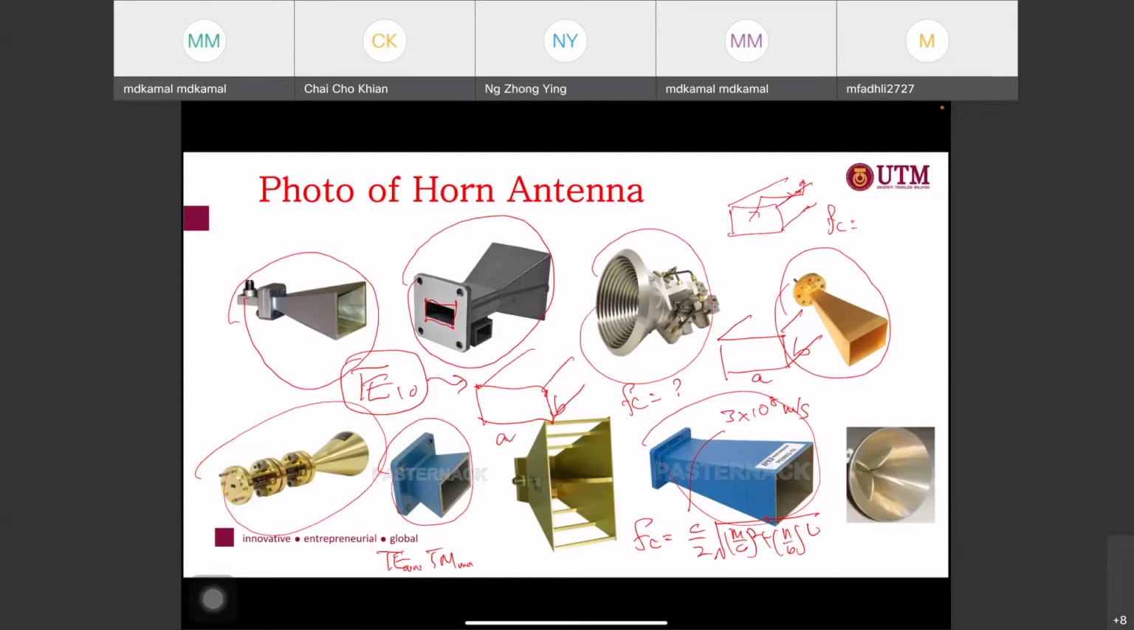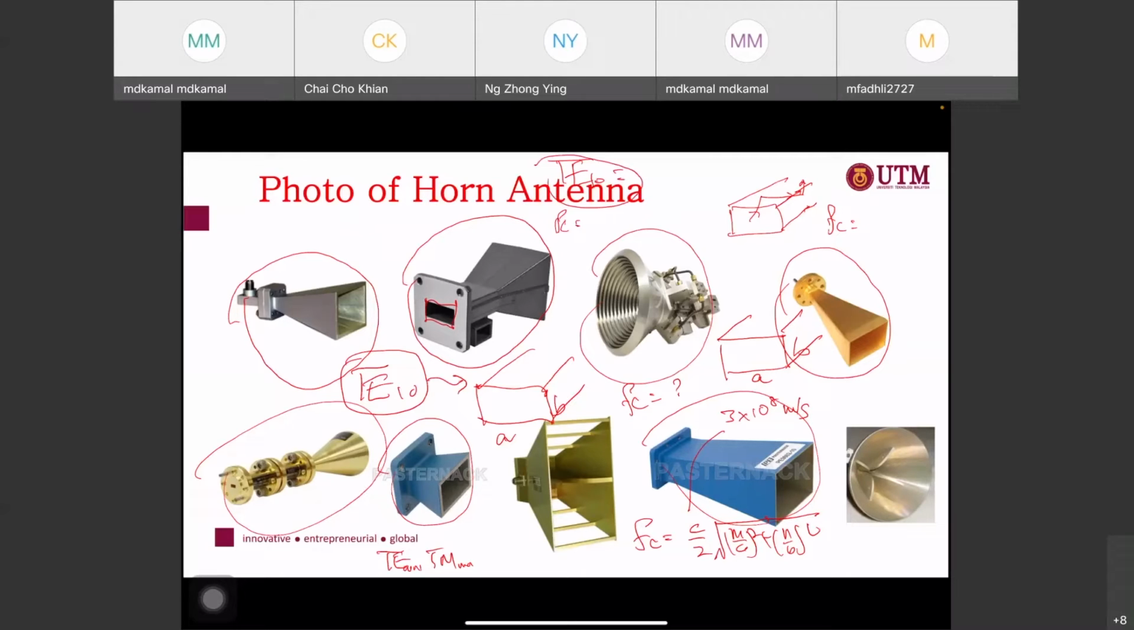Okay, so the dominant mode is basically the lowest mode, the lowest mode that the wave can propagate. For the rectangular waveguide, the dominant mode is TE10. What does it mean by TE10? TE10 is the lowest mode, the lowest mode that the signal can propagate inside the waveguide. And here we can find the cutoff frequency for the dominant mode.